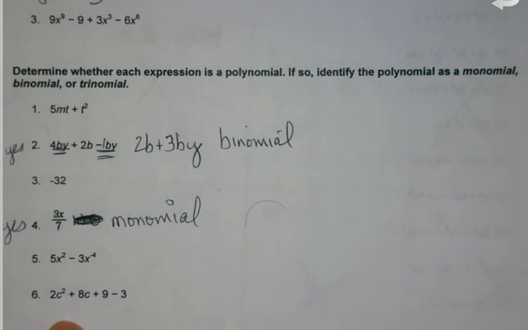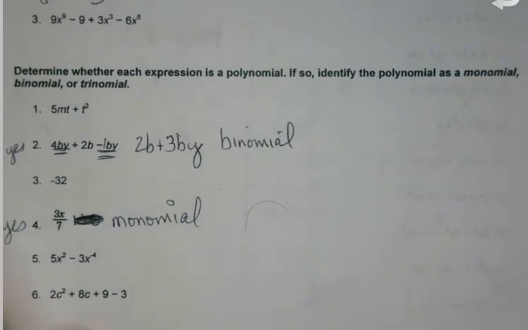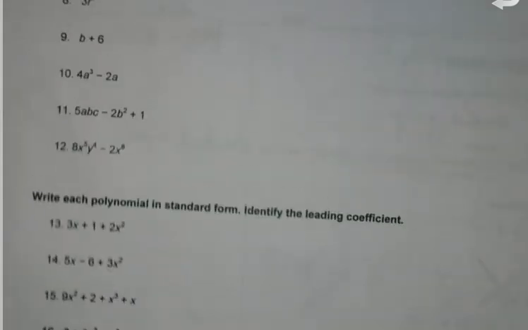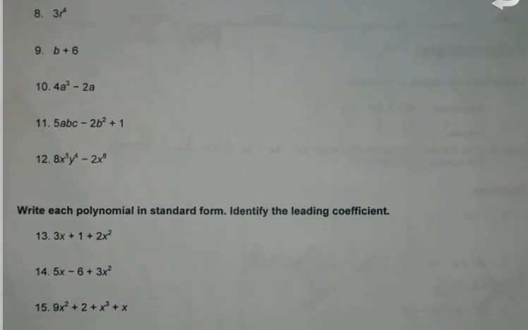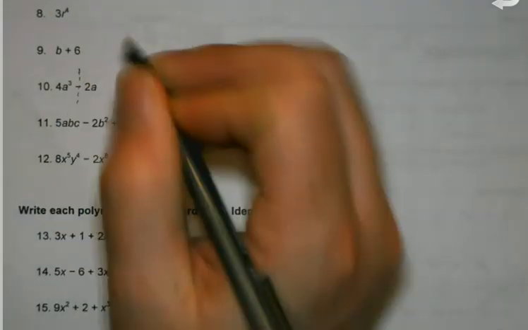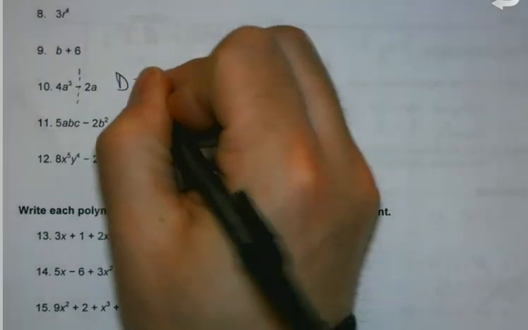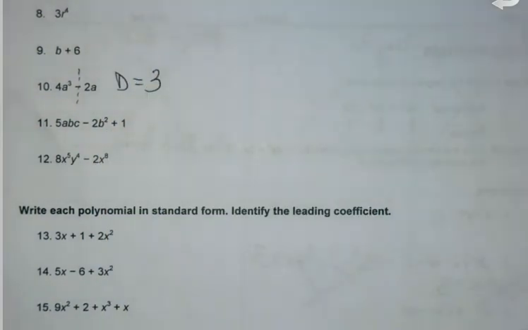So then, I wish I wouldn't have put 1 on the bottom of the sheet, but when you get to 7 through 12, we're back just looking for degree. We're looking for the biggest exponent on a single term. So like if we were doing 10, my degree would equal 3, because that's the biggest exponent I've got on a single term.